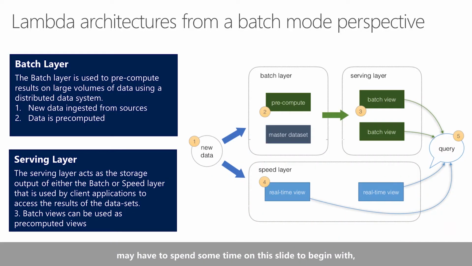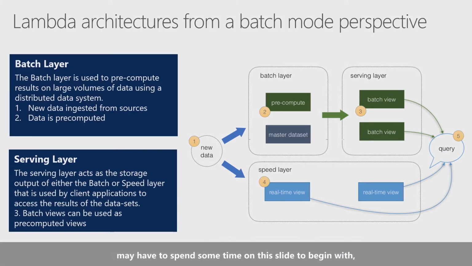You may have to spend some time on this slide to begin with. You may potentially have some students that don't know what a Lambda architecture is. So talk about Lambda architectures from a batch layer, which is used to pre-compute results on large volumes of data using distributed data systems, and the serving layer. That acts as the storage output for either the batch or the speed layer. Now, bear in mind, we're going to do the speed layer in the next module, so don't focus too much on the speed layer at the moment.